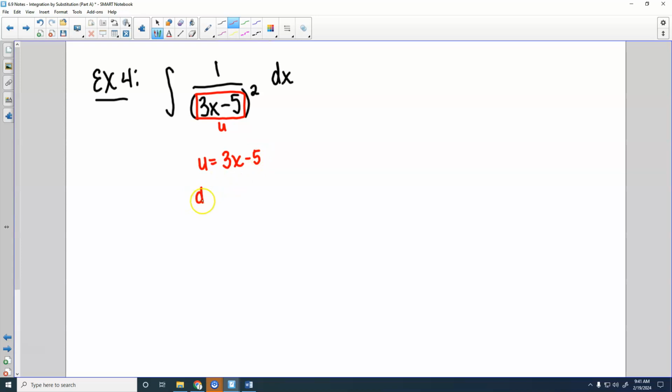What will our du be? 3 dx. Do we have a 3 dx? We do not. But could we make a 3 dx? We already got the dx, right? We could just put a 3 over here with it, as long as we multiply out front by what? 1/3.